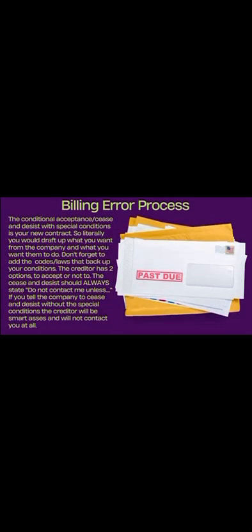The conditional acceptance / cease and desist with special conditions is your new contract. So literally you will be drafting out what you want from the company and what you want them to do. So for instance, in my case, I said I wanted open-ended credit. I do not want my cards to be cut off. I want every card that was closed, every account that was closed to be reopened. And I want to have an unlimited spending limit. These are things that you want. You're creating your own contract at this point.